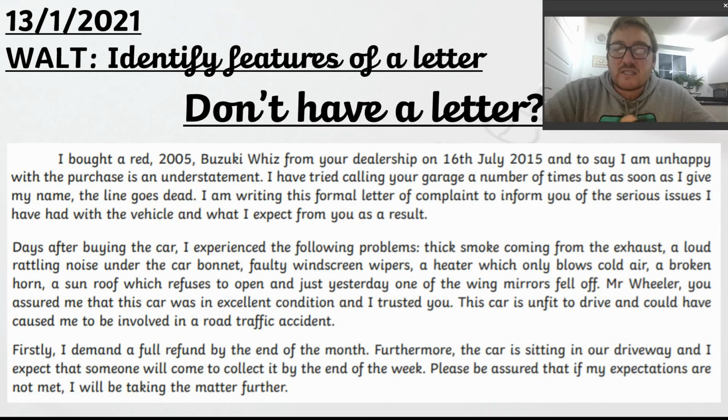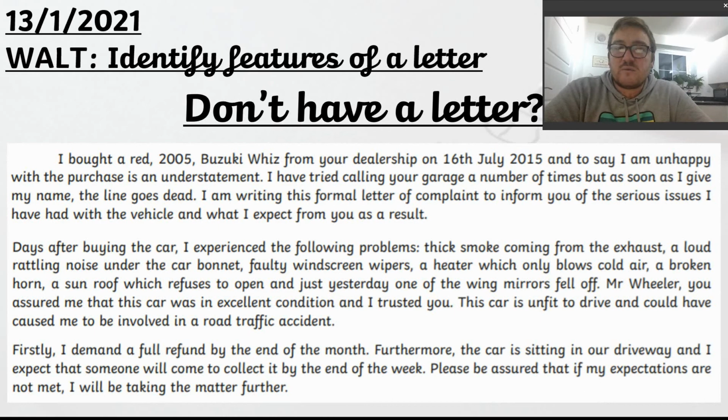Days after buying the car, I experienced the following problems: thick smoke coming from the exhaust, a loud rattling noise under the car bonnet, faulty windscreen wipers, a heater which only blows cold air, a broken horn, a sunroof which refuses to open, and just yesterday one of the wing mirrors fell off. Mr. Wheeler, you assured me that this car was in excellent condition, and I trusted you. This car is unfit to drive and could have caused me to be involved in a road traffic accident. Firstly, I demand a full refund by the end of the month. Furthermore, the car is sitting in our driveway and I expect that someone will come to collect it by the end of the week. Please be assured that if my expectations are not met, I will be taking the matter further.